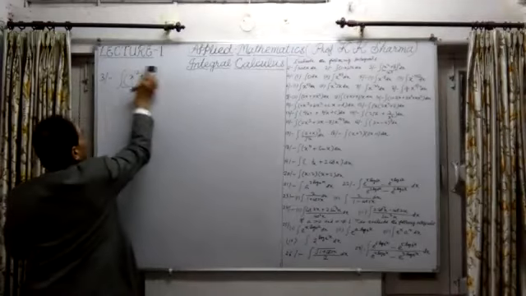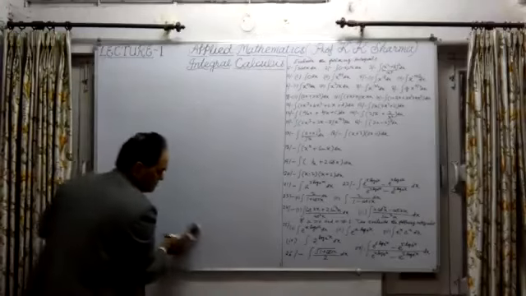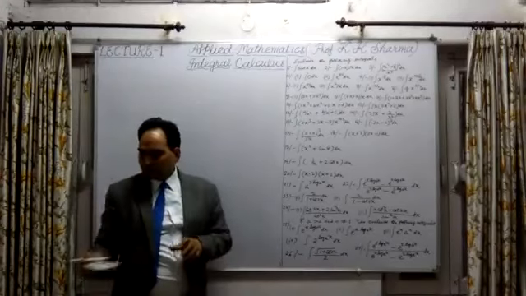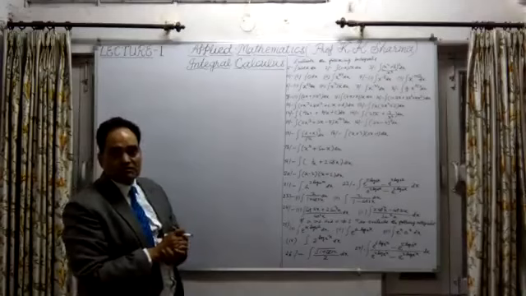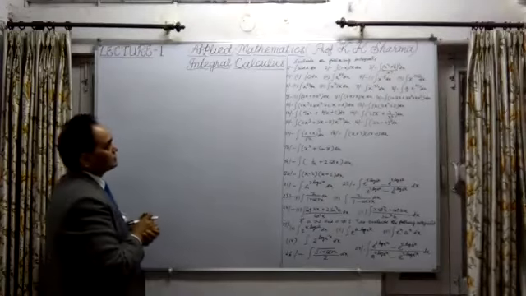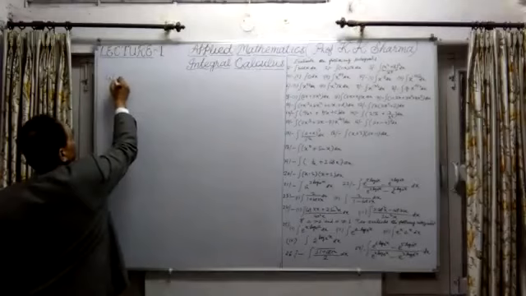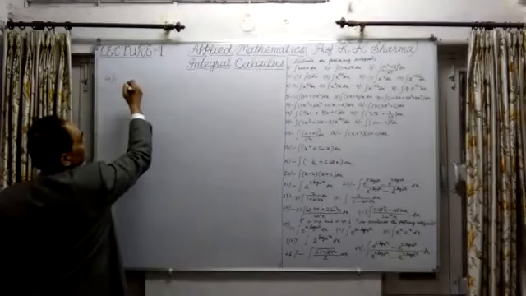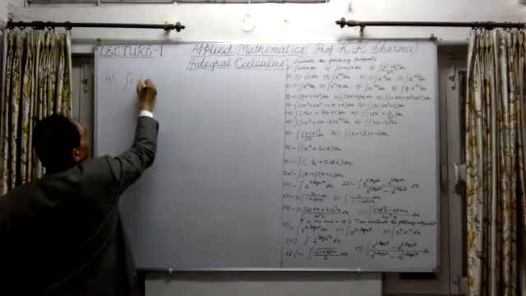Now let me take question number fourth. Question number fourth is the sum or difference of two or more functions, which I have already clarified: how we have to find the integral of the sum or difference of two or more functions. Now question fourth has two parts. The first part is the integral of 0 into dx.